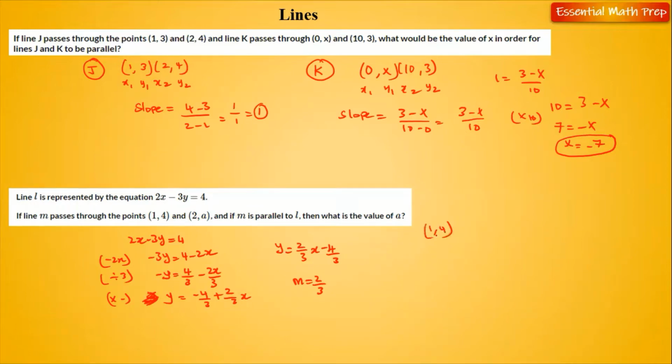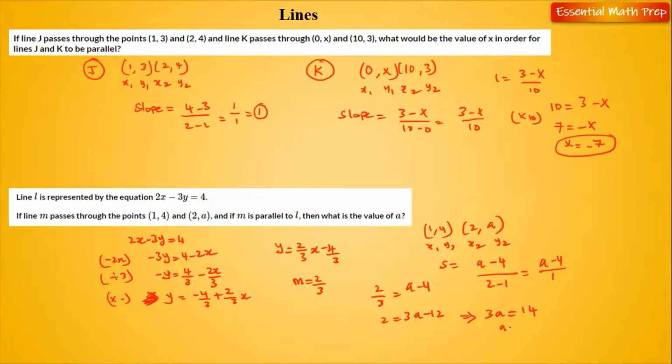So (1, 4) and (2, a). You can call this x1, y1, x2, y2. So the slope equals a minus 4 over 2 minus 1, which is a minus 4 over 1. The slopes of the two lines are equal, so 2/3 equals a minus 4, right? You can multiply by 3 on both sides, which gives you 3a minus 12, and then add 12 on both sides, which gives 3a equals 14. So a equals 14 over 3. Does that make sense?